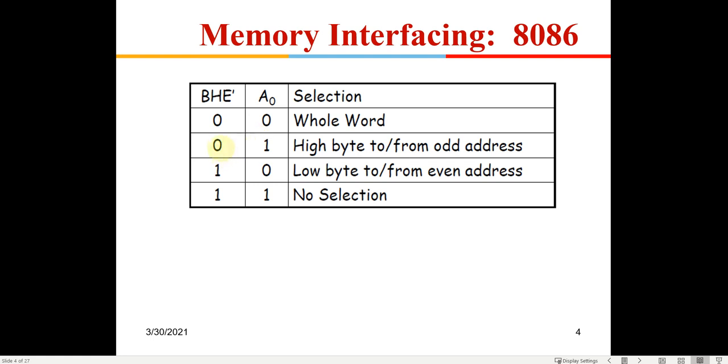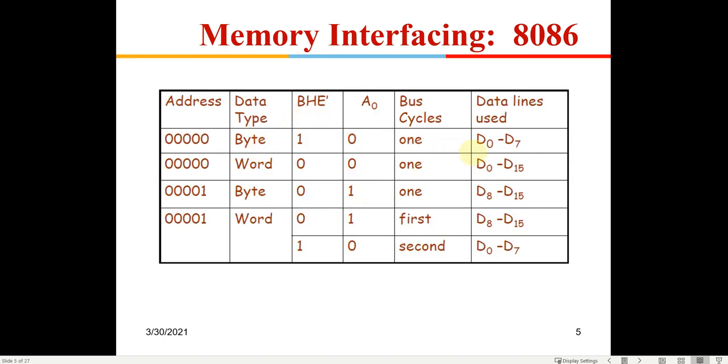And when BHE is 0 and A0 is 1, that means it is odd. So obviously the even bank will not be enabled here, but the high bus will be enabled. So you will get a byte from the odd address. If BHE is 1 and A0 is 0, the higher bus is not enabled, only the lower bus is enabled, and 0 indicates that it is an even address. So the data will be fetched from the even memory bank, and for 1 1, no selection is done here.